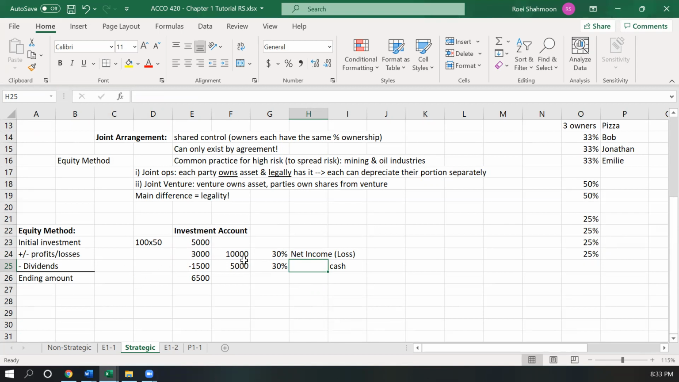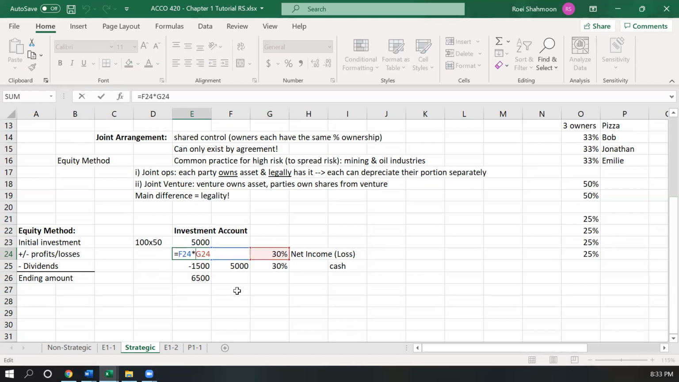So let's say the company earned $10,000 in net income. I will take my percentage. Let's say I own 30%. You have to take your share of profit, which is the 10,000 times the 30% gives you 3,000. You can see I multiply these two to give me the $3,000. That will be added. And of course, if you have a loss here, it will just be a negative number. So it goes both ways.